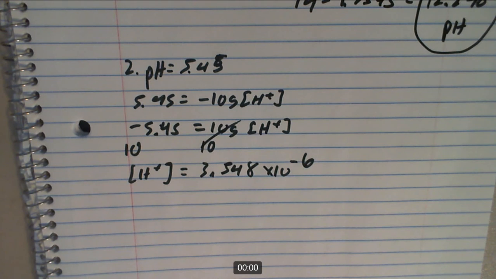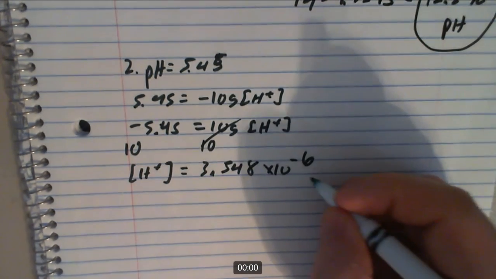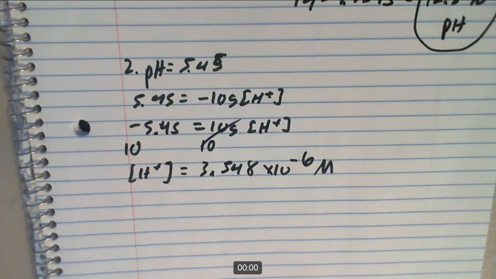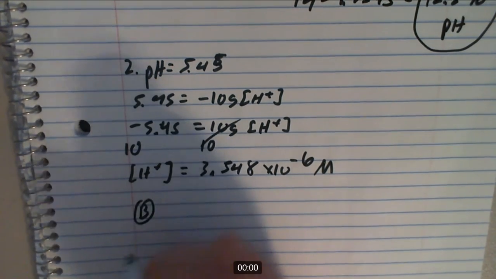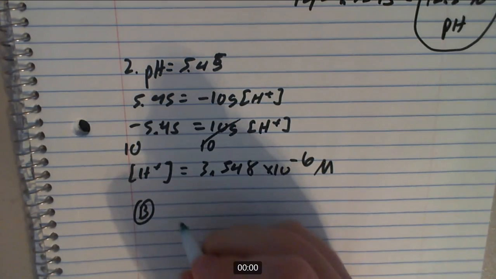Again, don't worry about sig figs. I honestly only have 2 there, 3.5, but don't worry about it. Just keep as many as you can in Quest. And this is molarity because we're talking about concentrations here. Okay? Letter B.